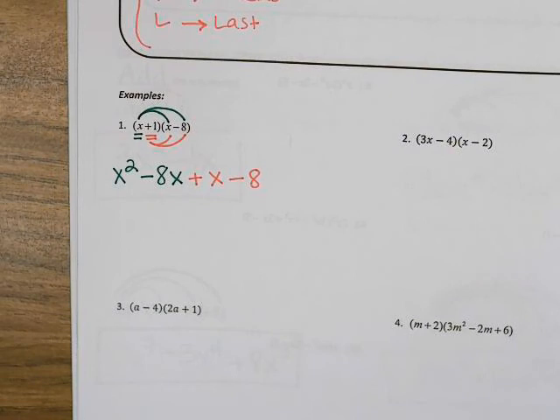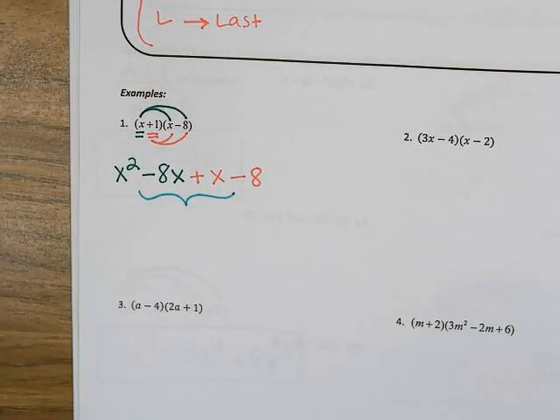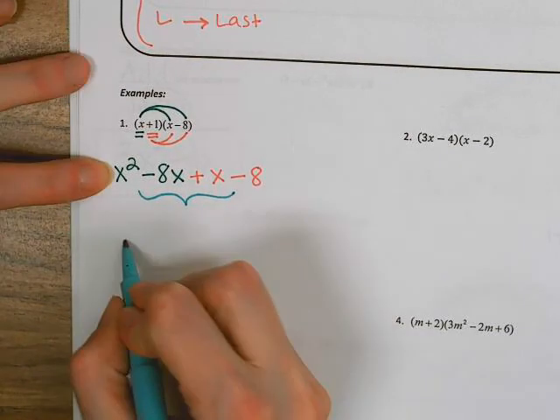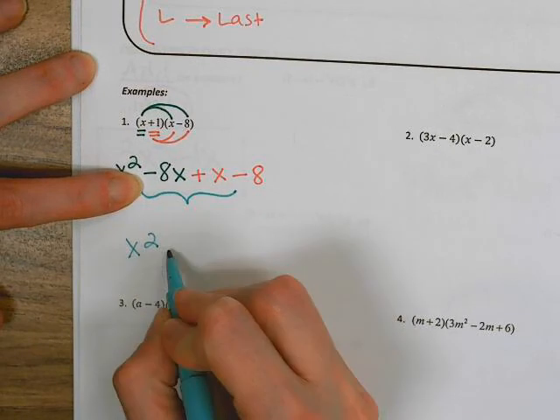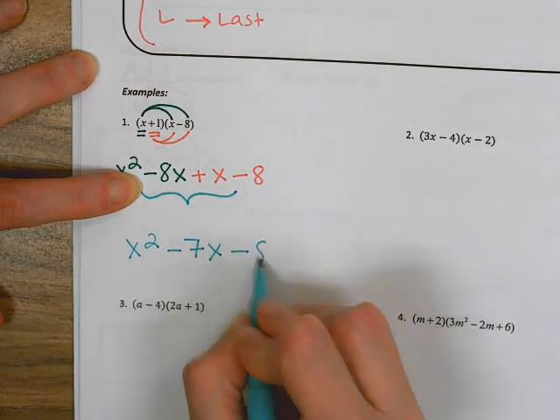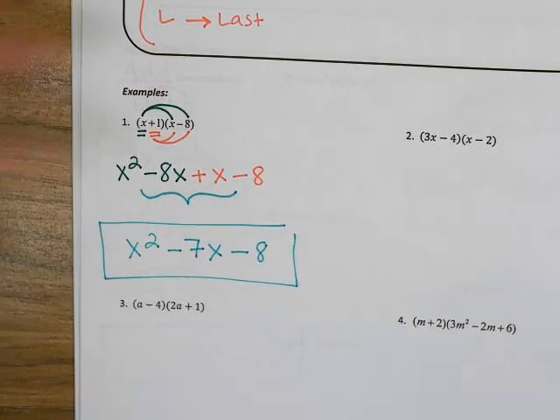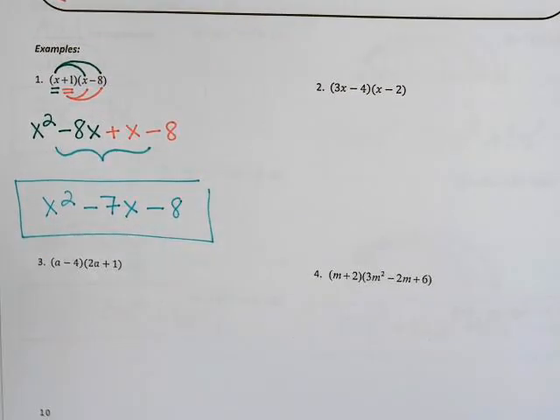And then all you have to do is see if there's any like terms to add together. And it looks like these guys are both x's, so we're going to add those together. And then final answer is now x squared. If you add negative 8 plus 1x, it's negative 7x, and then we still have the minus 8. All right, so that is multiplying two binomials. Let's do another one.